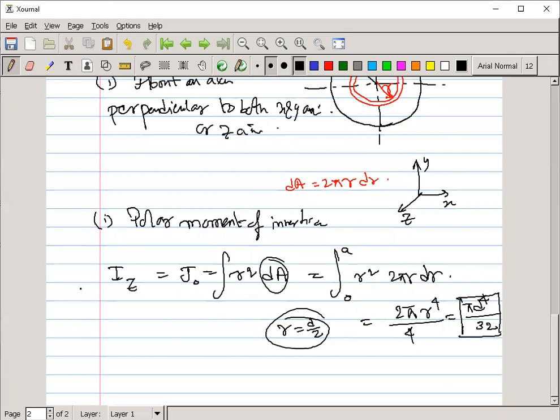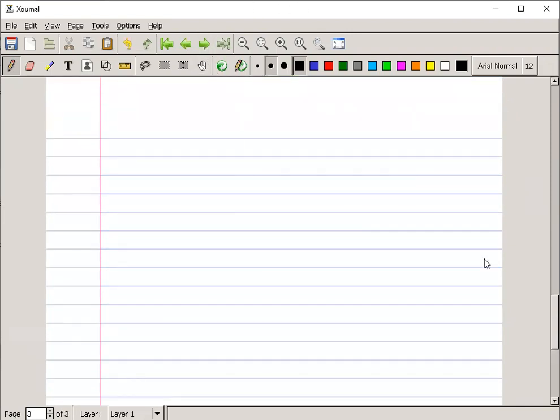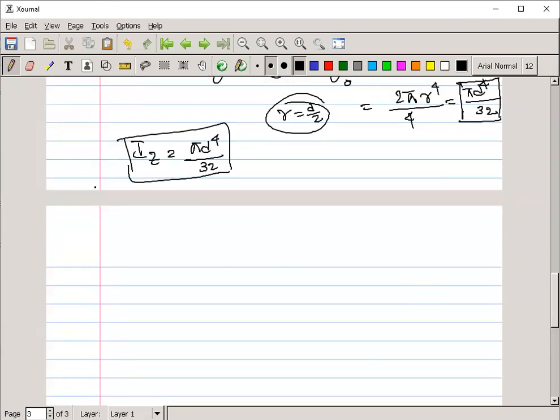Up to this I think there is no confusion, right? Pi d to the power 4. Clear? Please say yes or no. Please tell something. Hello? Yes, sir. Clear, right?